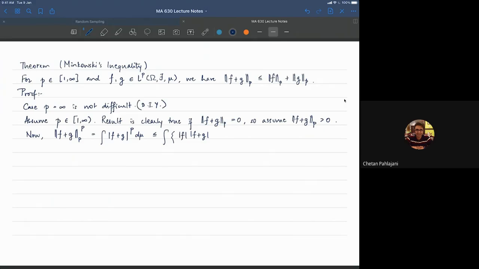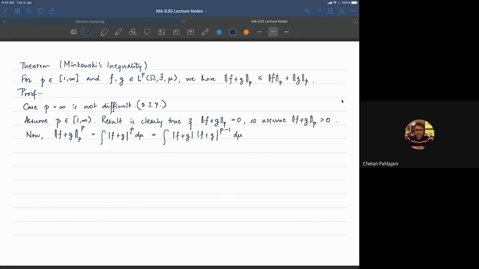Okay. Actually, what I want to do is the following. Let me not skip this step. Okay, so this is what I want to do. So then I'll take this |f + g|^p and write it as |f + g| times |f + g|^(p-1).